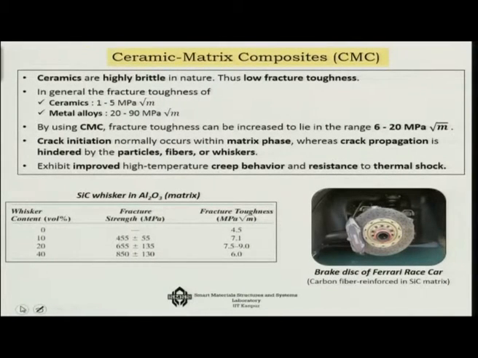Now we will talk about the ceramic matrix composite. Now ceramics are highly brittle in nature, we know that, right? And it has low fracture toughness. So you have to handle them very carefully. That's the first important thing.